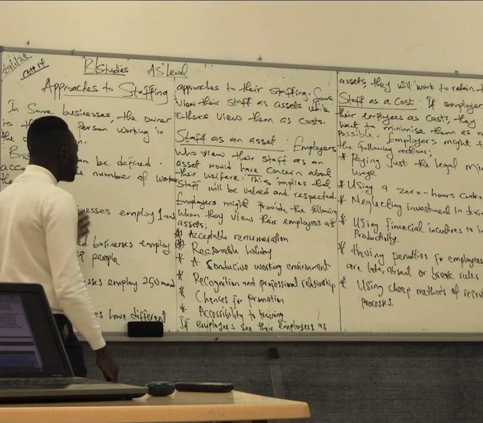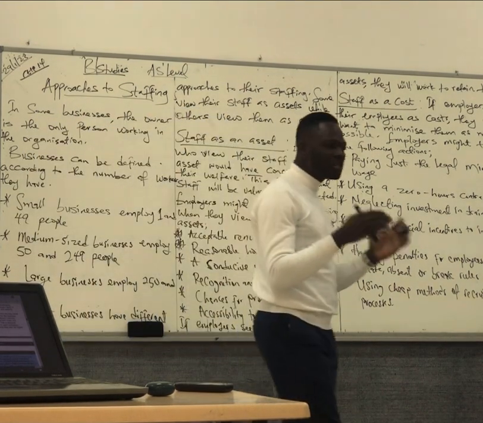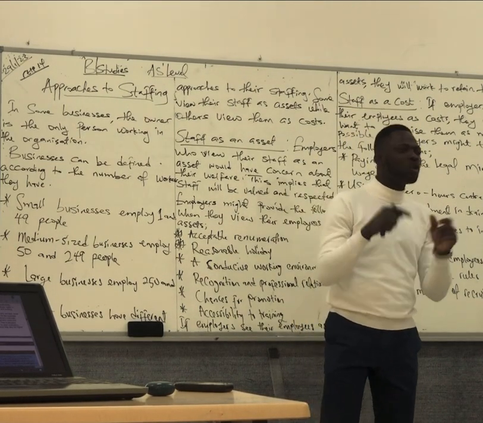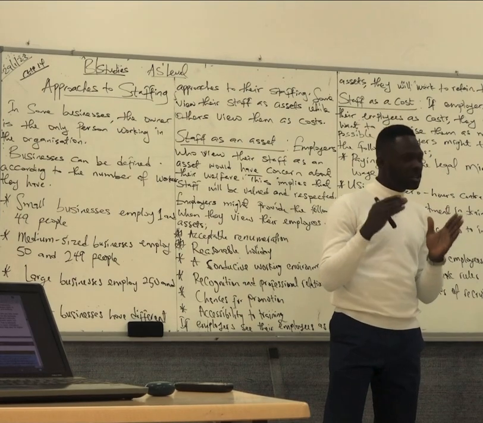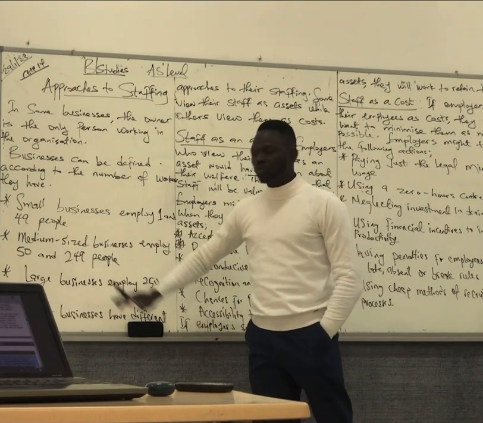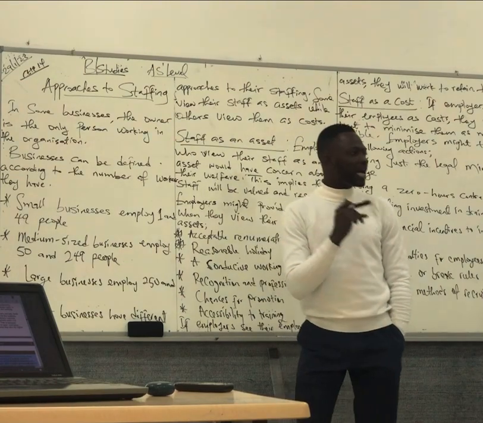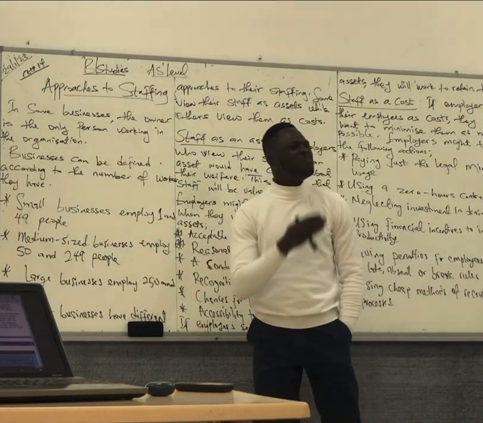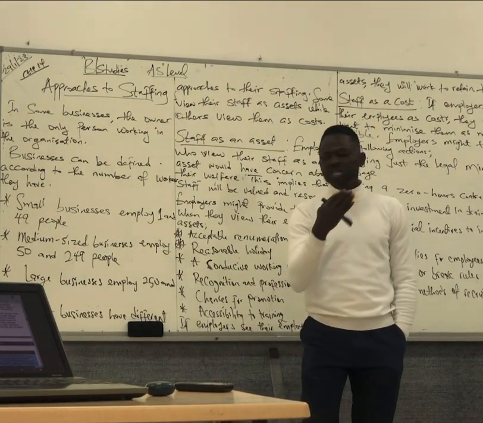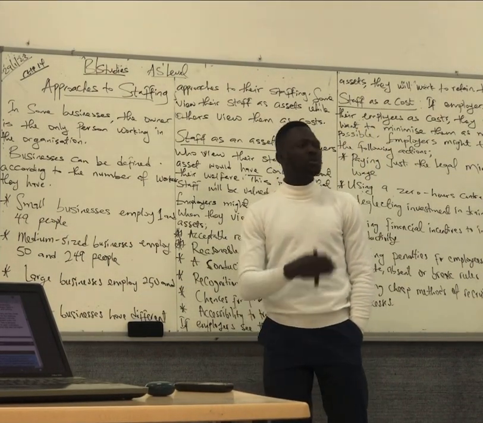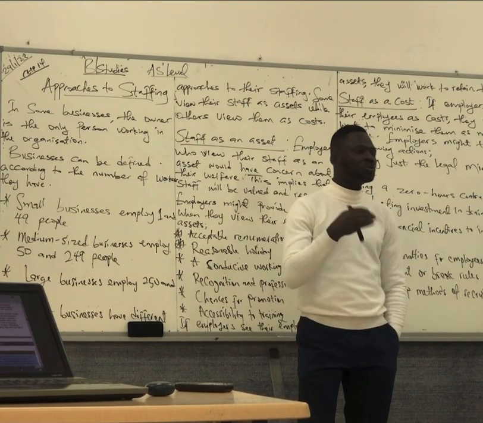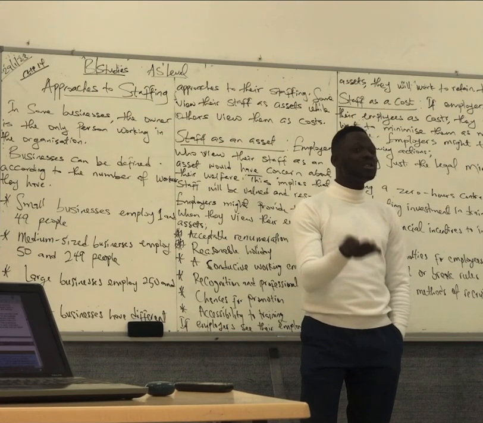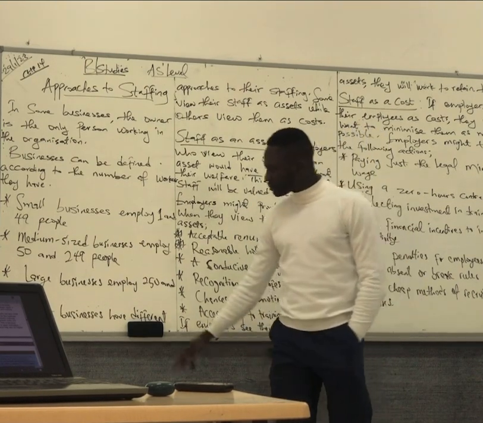Businesses can be divided according to the number of workers. To know the kind of business you run, it might depend on the number of staff you have. We consider it a small business if it has only 1 to 49 people. It becomes medium-sized if it is from 50 to 249. Then we talk about a large business when it's 250 and above. Do you understand the different kinds of business based on the number of employees?